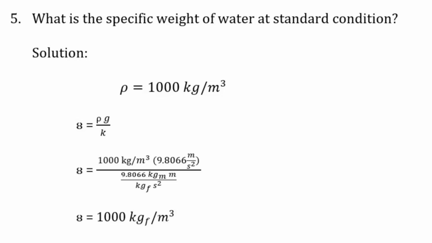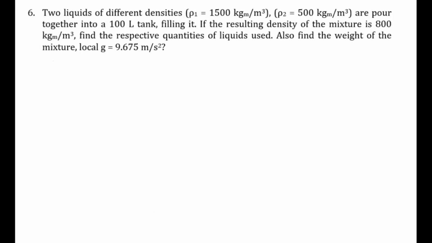Substitute the values, so we have 1000 kilogram force per meter cube of specific weight. Exercise number 6. Two liquids of different densities, density 1 equals 1500 kilogram mass per meter cube, density 2 equals 500 kilogram mass per meter cube, are poured together into a 100-liter tank, filling it. If the resulting density of the mixture is 800 kilogram mass per meter cube, find the respective quantities of liquids used.